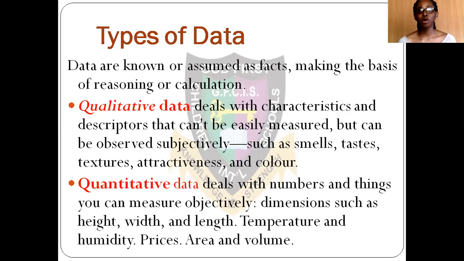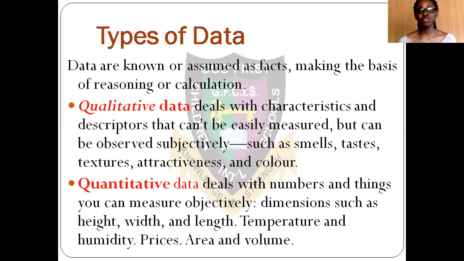So we have different types of data. We have the qualitative data. This deals with things that we cannot see, but we can perceive them, and we know that these things are in existence, and these things cannot be measured. Qualitative data deals with characteristics and descriptors that cannot be easily measured, because if you cannot see it, you cannot measure it. We have examples such as smells, taste, textures, attractiveness.